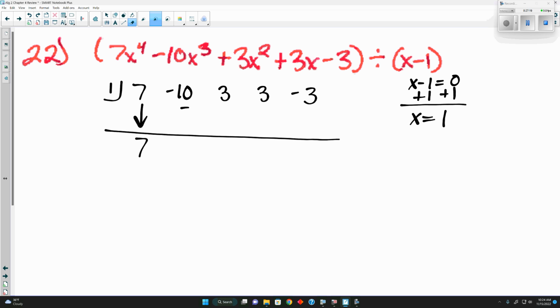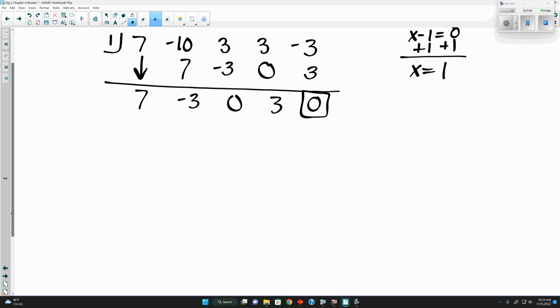1 times 7 is 7. Negative 10 plus 7 is negative 3. 1 times negative 3 is negative 3. 3 plus negative 3 is 0. 1 times 0 is 0. 3 plus 0 is 3. 1 times 3 is 3, which gives us 0 when added to negative 3. So that tells us we have a remainder of 0.